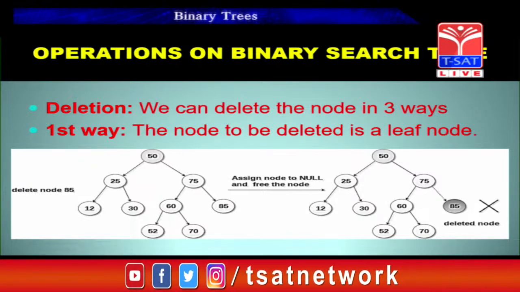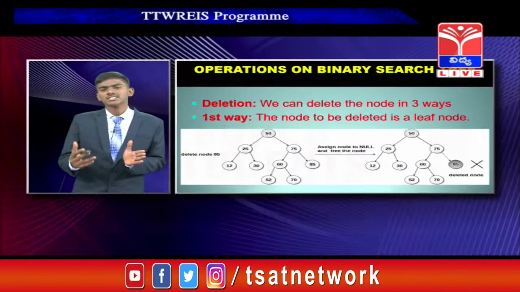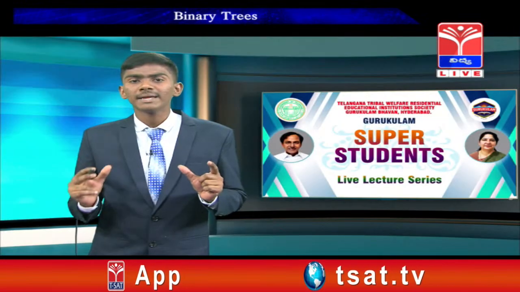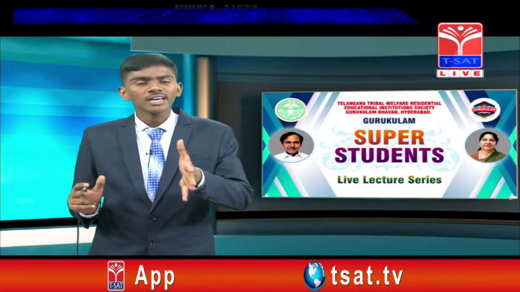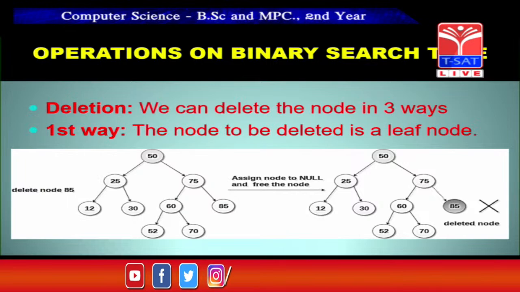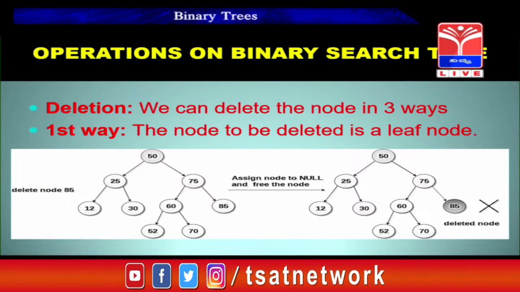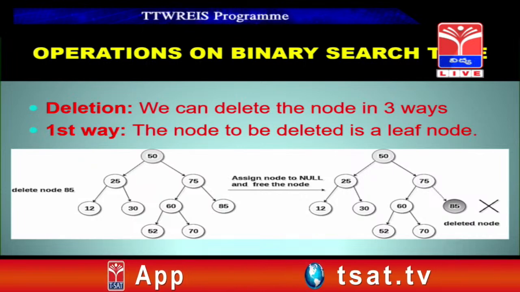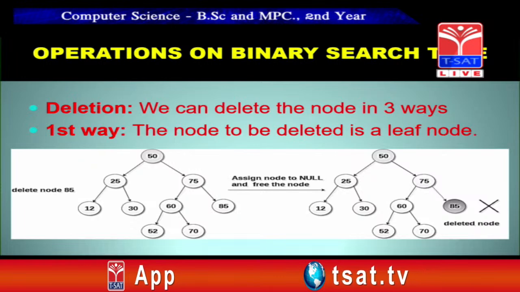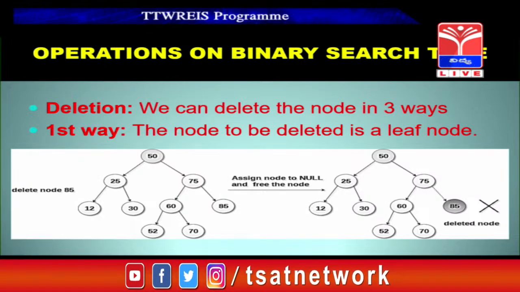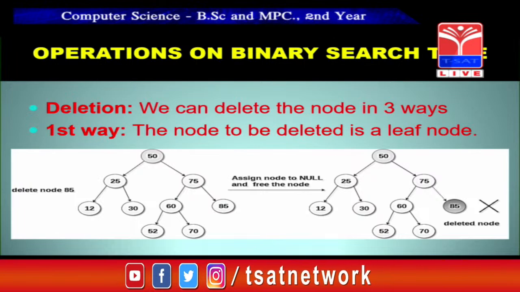Now let us see the first way of deletion operation. In the first way we delete a node with no child, that means a leaf node. So here we have one example. In this example I want to delete the element 85 from this binary search tree. Deleting a node with no child is very easy. Why? Because a node with no child is a leaf node. These leaf nodes always exist at the end of the tree. So it is very easy to delete the data element 85. This is the first way.